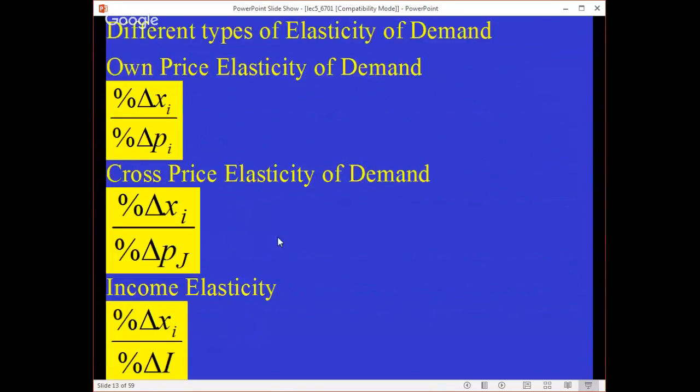Okay. Questions? There are other types of demand elasticity. The one we've been talking about is own price elasticity, and in general, point price elasticity. That's just a percentage change in the quantity demanded of Xi divided by the percentage change in its own price. Another type of elasticity is known as cross price elasticity. That's the percentage change in the quantity demanded of Xi divided by the percentage change in the price of another good, right?